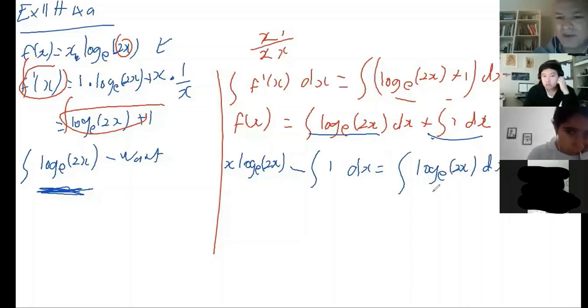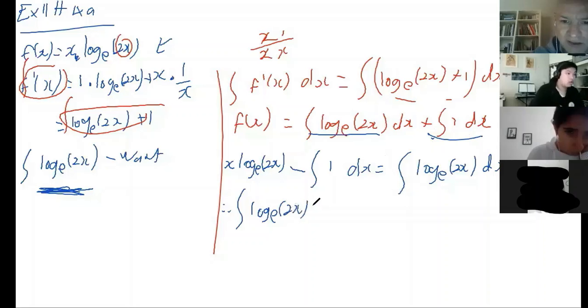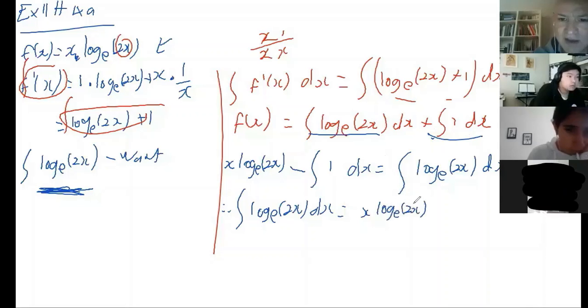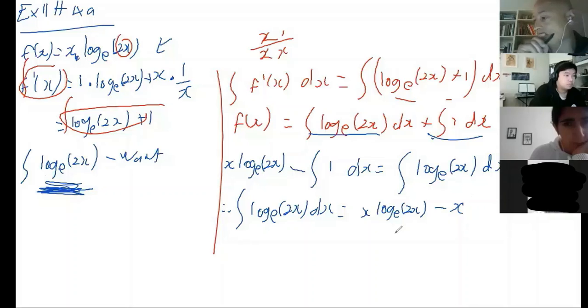I'm going to write this one first now, because I always like to have it first. So the integral of log e of 2x dx equals x log e of 2x minus, well, the integral of 1 is just x. So I have found the integral of log e of 2x. There's my answer. Any questions on that one?